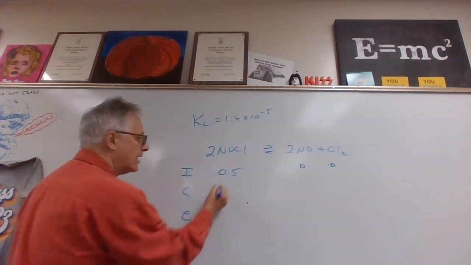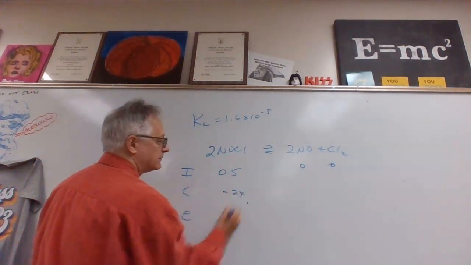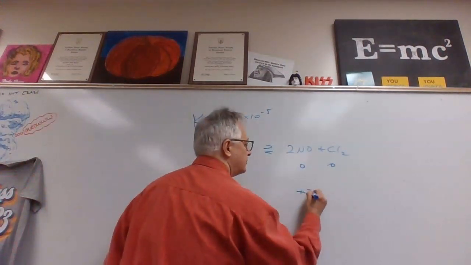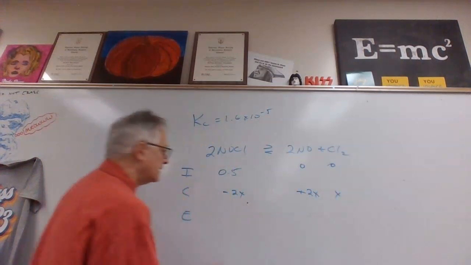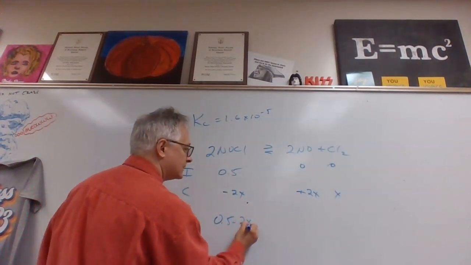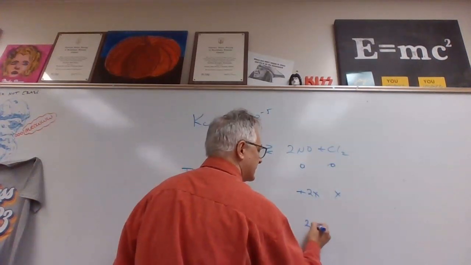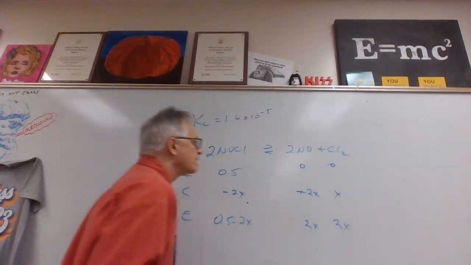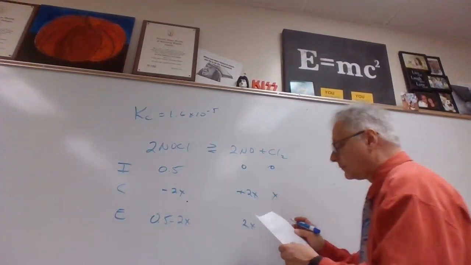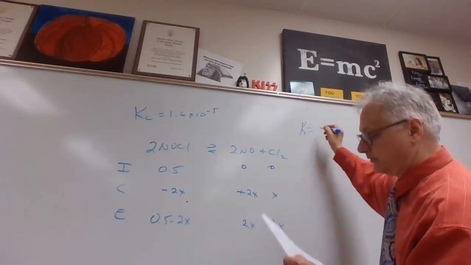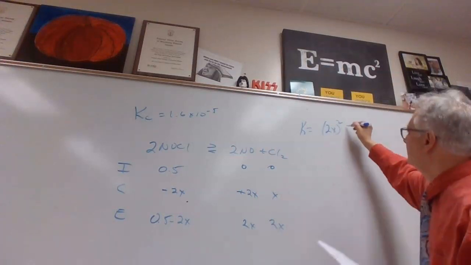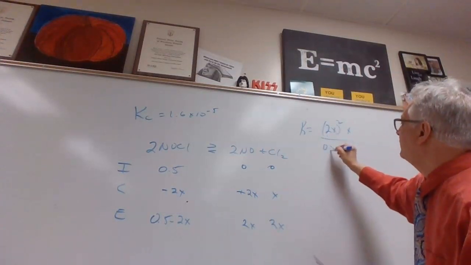It's not an aqueous solution. So I'm going to have minus 2x because there's a 2 in front of my nitrosyl chloride, plus 2x and x. And then my equilibrium concentrations will be 0.5 minus 2x and then 2x and x. So when you go ahead and plug your numbers in here, we're going to say K is equal to 2x, but I have to square it, times x over 0.5.